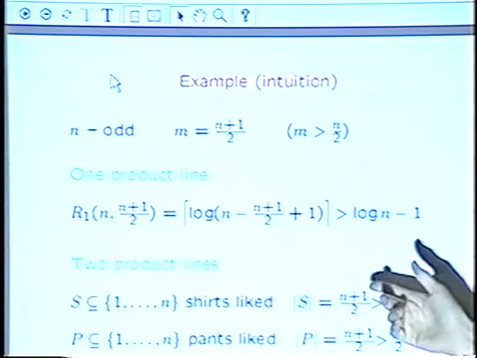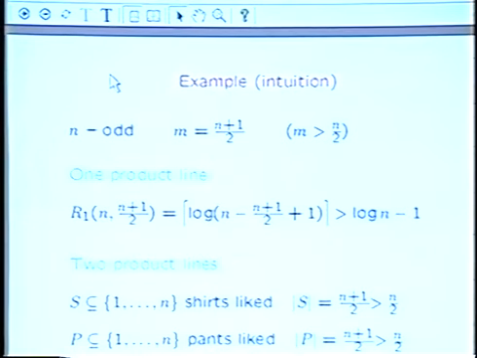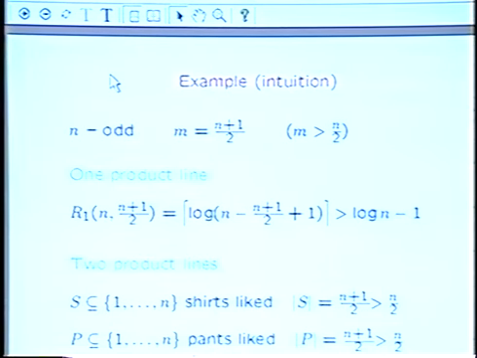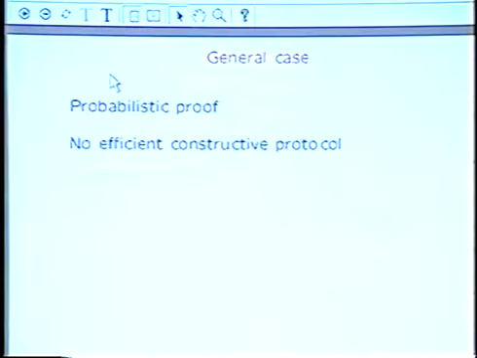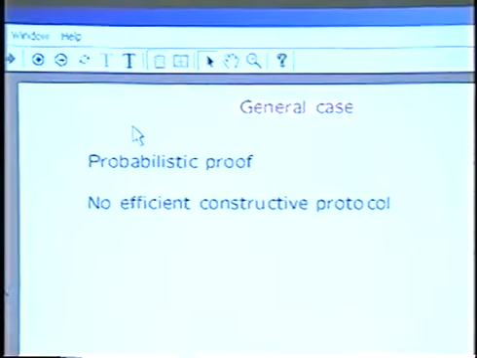I'll tell you. In the general case, we have the complicated formula that I showed you, and I'll show you again. But I don't have an explanation. I just know that it works. So you're saying you don't have a constructive proof? Correct. That's correct. Actually, that's what the next step says: for the general case, there's a probabilistic proof that shows that something exists, but there's no efficient constructive protocol. Yeah. Right.